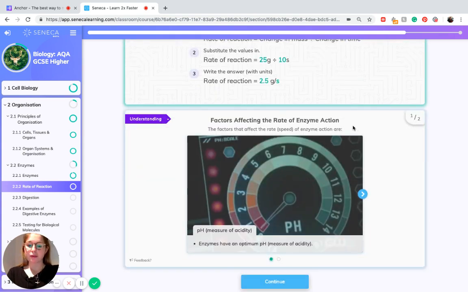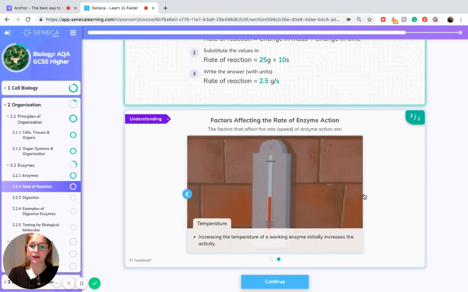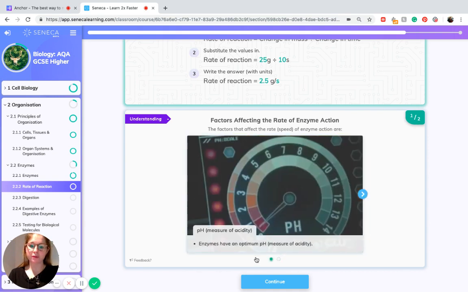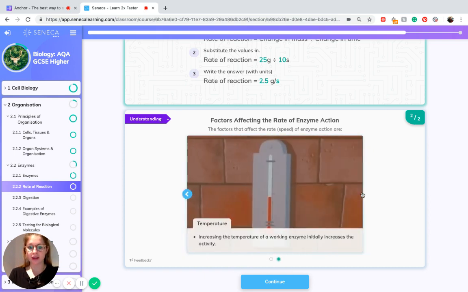So just to recap on the factors affecting the rate of enzyme reaction, we know that there are two, and these are pH and temperature. Enzymes have an optimum pH, and if it is to increase or decrease on either side of this, enzymes will denature. And they also have an optimum temperature. Enzyme activity will increase up to this optimum, and then it will begin to decrease after.